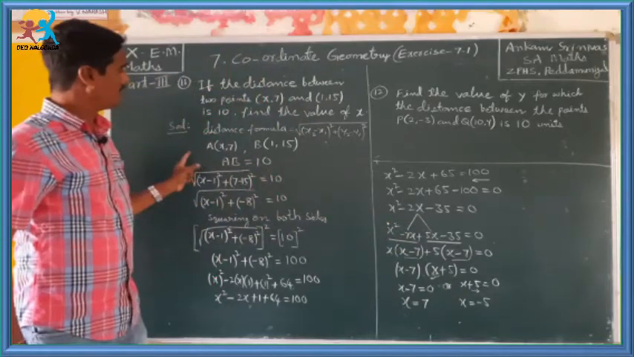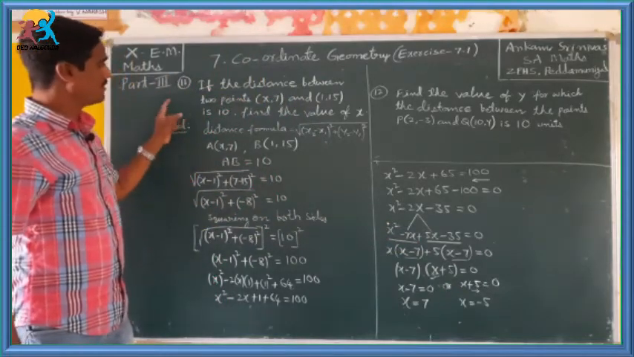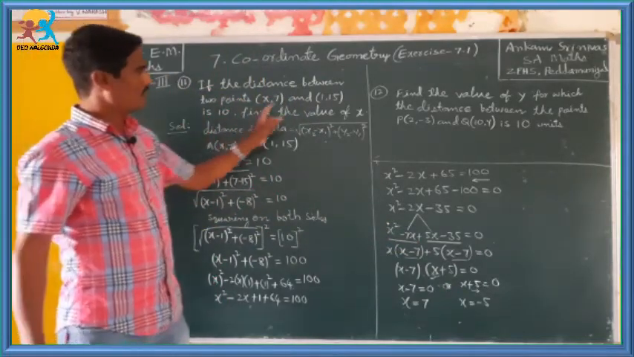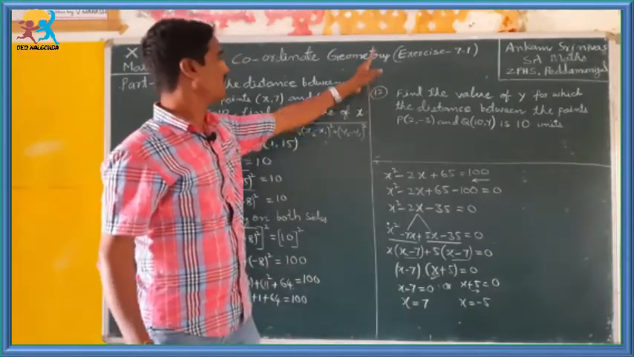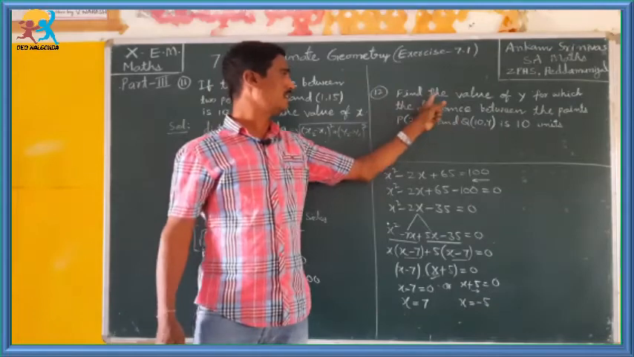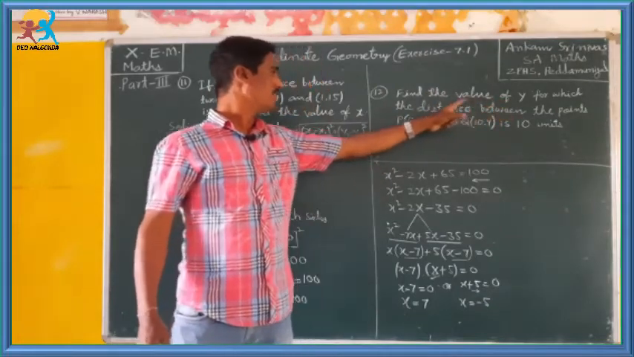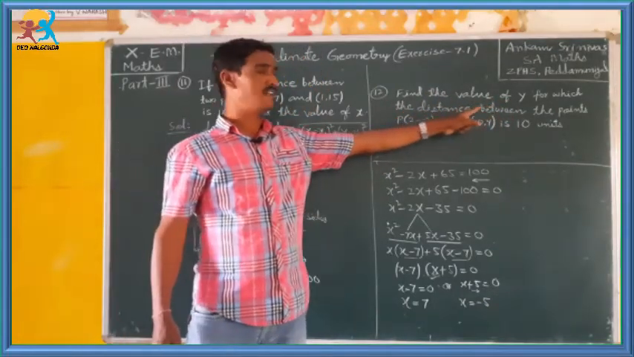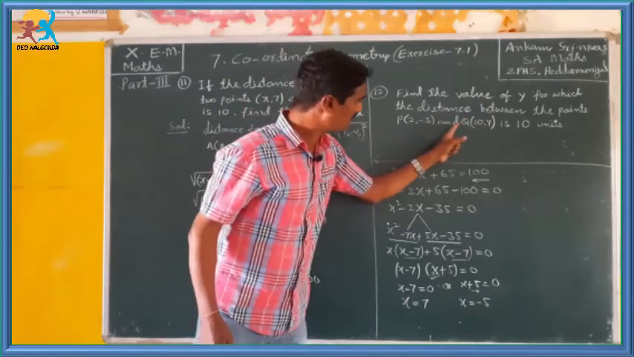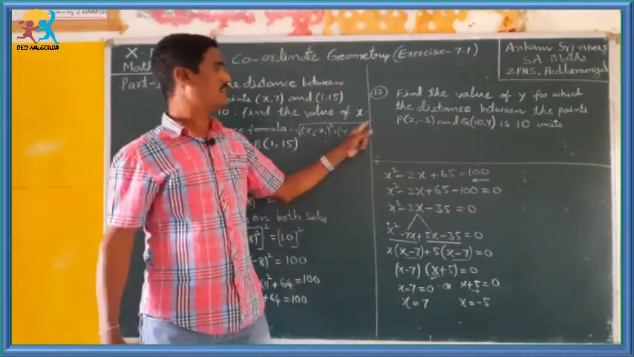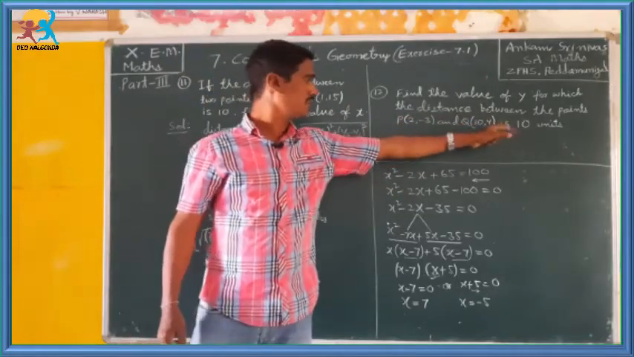Very easily you can do this problem. Using the same method, complete exercise 7.1, 12th problem. Find the value of y for which the distance between the points P 2 comma minus 3 and Q 10 comma y is 10 units.